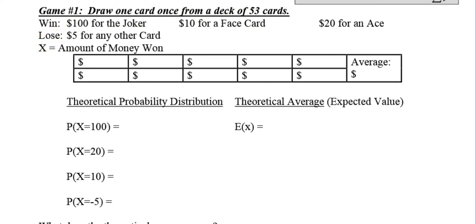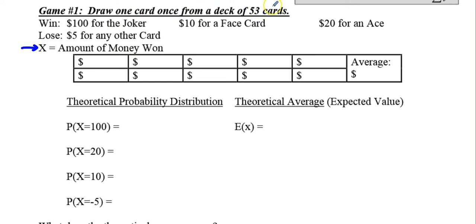So the random variable that you're going to be working with is the amount of money won. Again, to find the probability distribution, you are trying to find all of the different possible values of X. So that is all of the different possible amounts of money that can be won. You could win $100, you could win $10, you could win $20, or you could lose $5, which is -5.